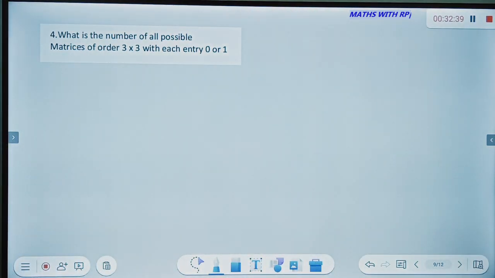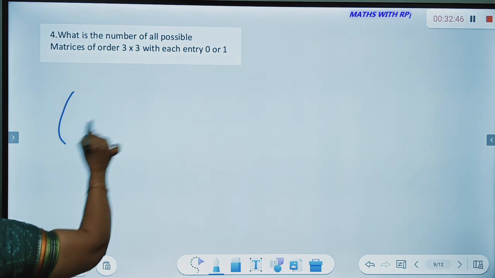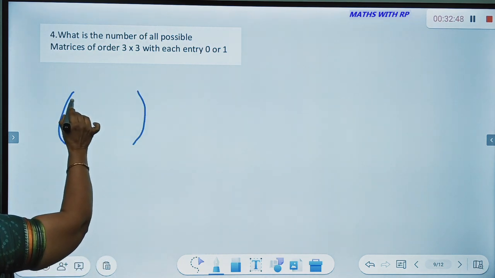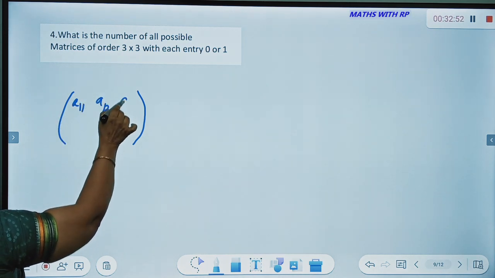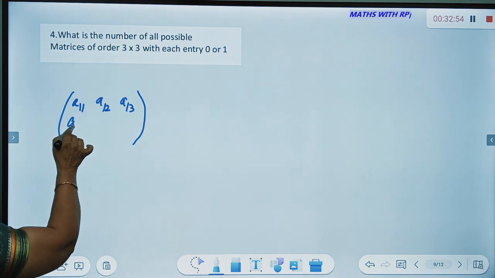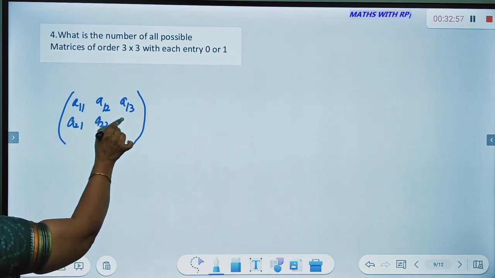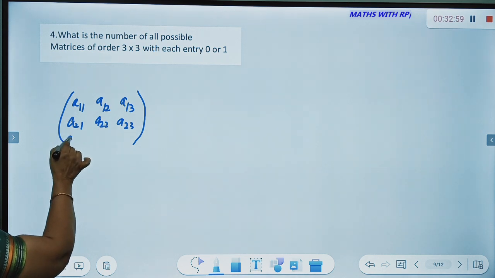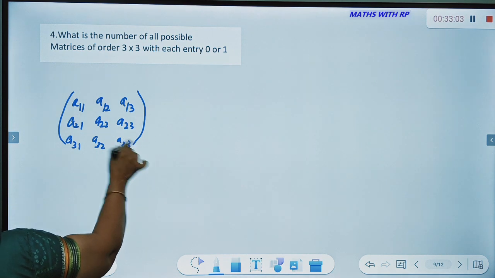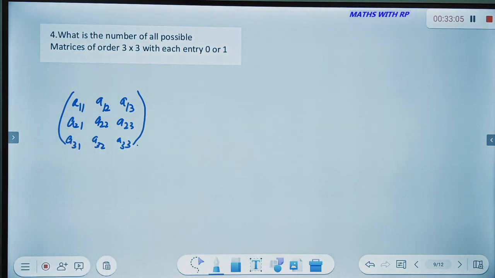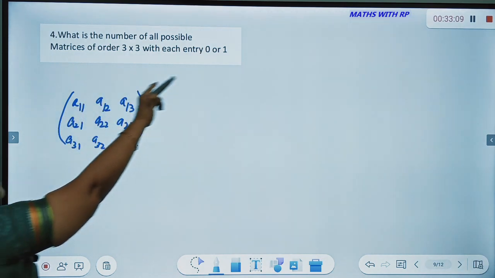What is the number of possible matrices of order 3 by 3 with each entry 0 or 1? What do you mean by a matrix of order 3 by 3? It has got 3 rows: A11, A12, A13, A21, A22, A23, A31, right? So how many elements does it have? 9 elements it has got. Each one can be either 0 or 1.